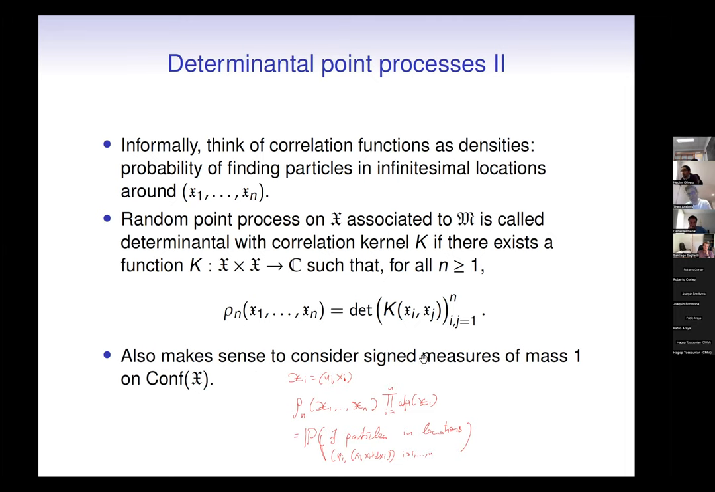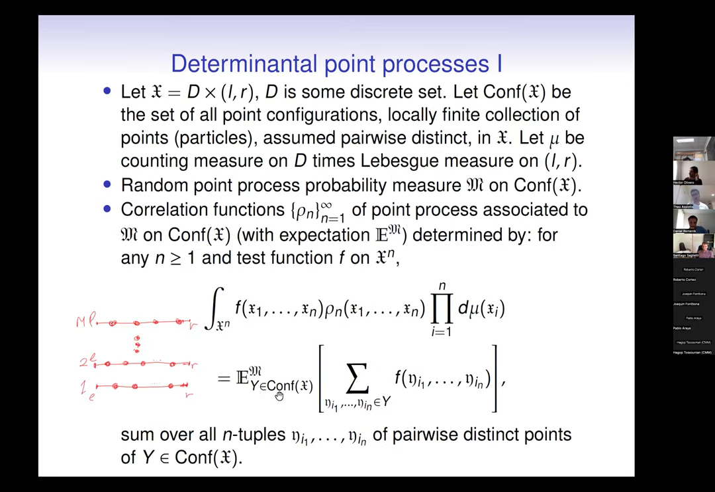And then I should say, although I'm not sure if I'll have time at the end, that all these things make sense if you consider signed measures of mass one on configurations. The correlation function you can define, but here you have no expectation. You should take integrals with respect to M and so on. There's no probabilistic meaning, but it makes sense if you consider integrals with respect to M, because it's no longer an expectation, and it's not necessarily positive.